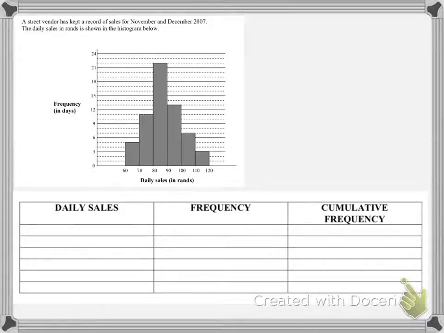So this histogram shows that a street vendor has kept a record of sales for November and December, and the daily sales in rands are shown in the histogram. So at the bottom you've got your daily sales. You can see each bar of the histogram is over 10. So the first group we're looking at is from 60 to 70. Now remember, what we usually do is include the top or the bottom, but not both ends. For the sake of argument, I'm going to include both. And then obviously your next group is from 70 to 80, etc.